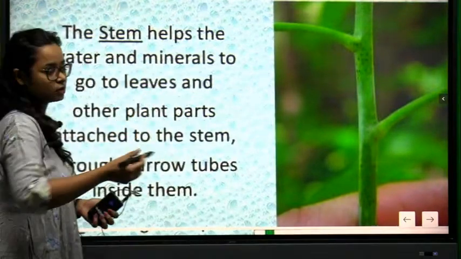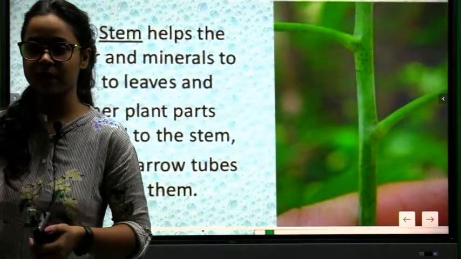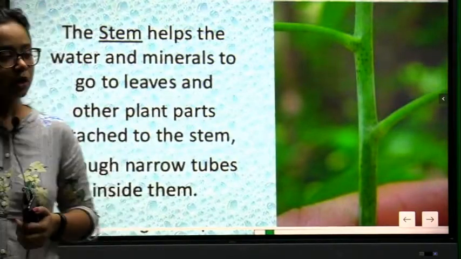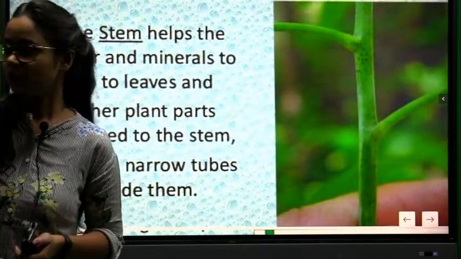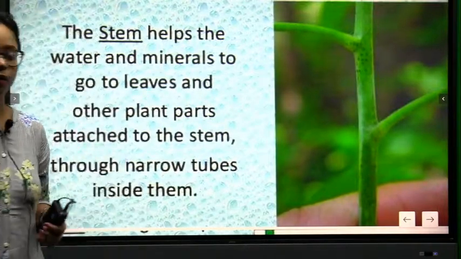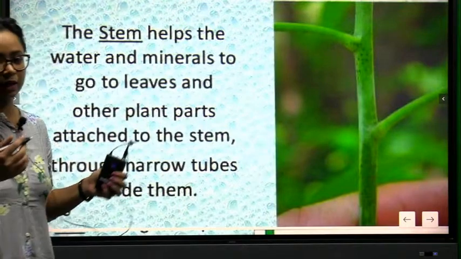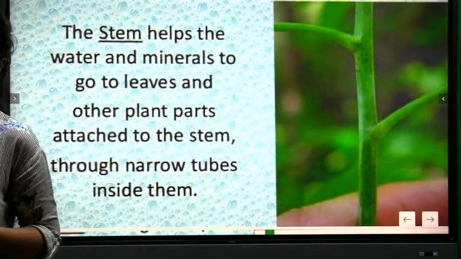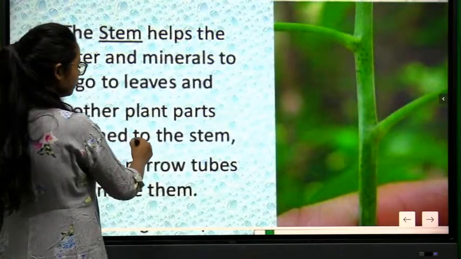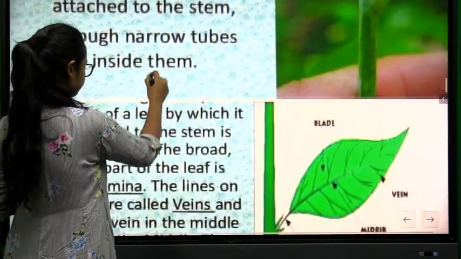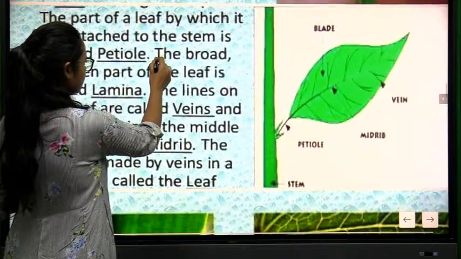The stem also helps to transport the minerals and water to the whole of the plant, because you all know that a plant is a living thing. So how does it transport the food to the whole body? The stem takes all the nutrients, minerals and water from the soil and transports them to the different parts of the body. Next is the leaf.